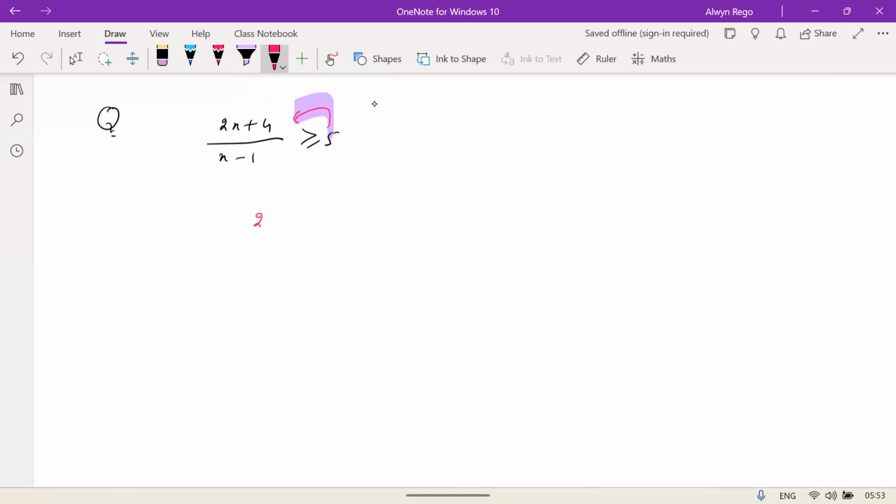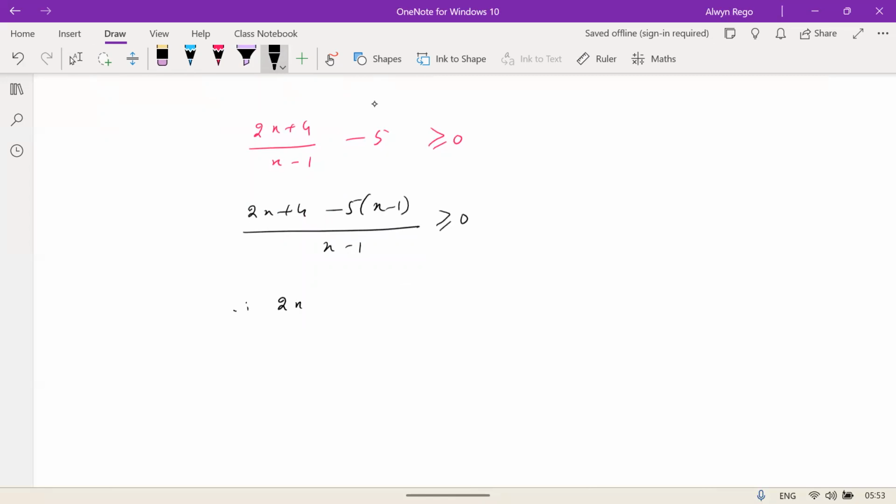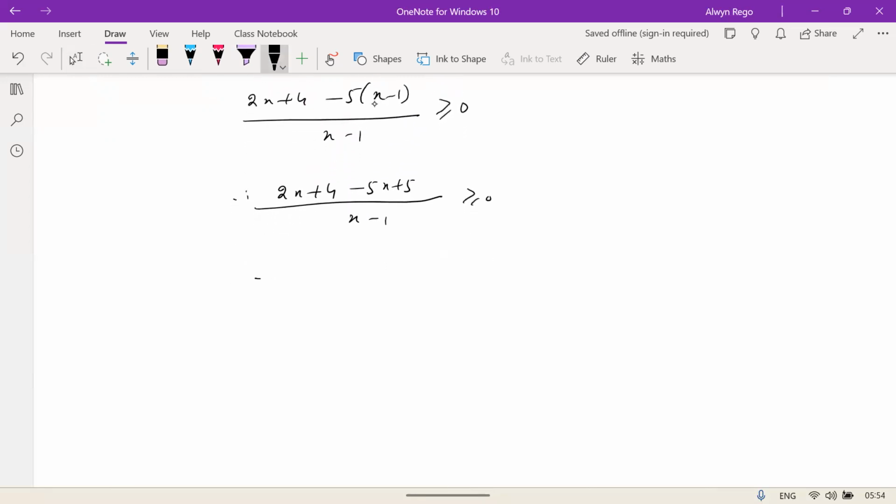And that's by subtraction. So you have (2x + 4)/(x - 1) - 5 ≥ 0. Therefore, taking the LCM, (2x + 4 - 5(x - 1))/(x - 1) ≥ 0. This is (2x + 4 - 5x + 5)/(x - 1) ≥ 0. Therefore, you find (-3x + 9)/(x - 1) ≥ 0. So -3(x - 3)/(x - 1) ≥ 0.